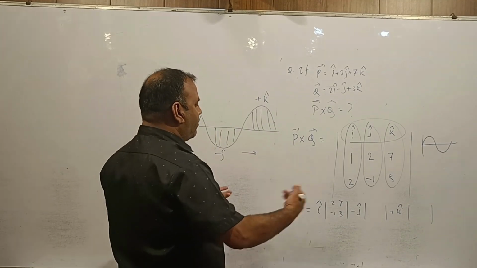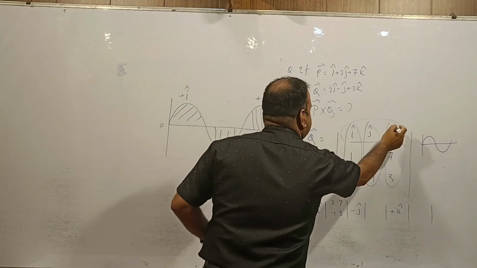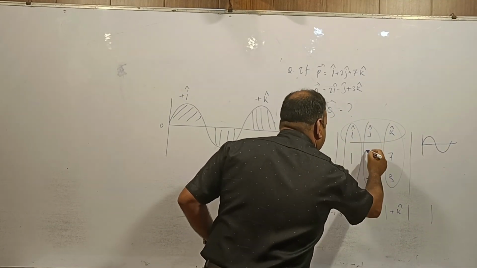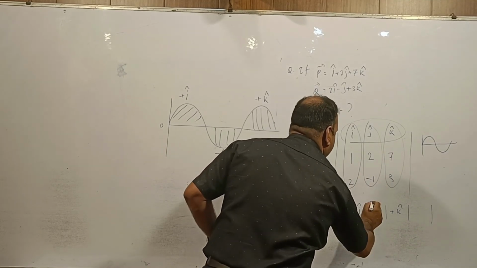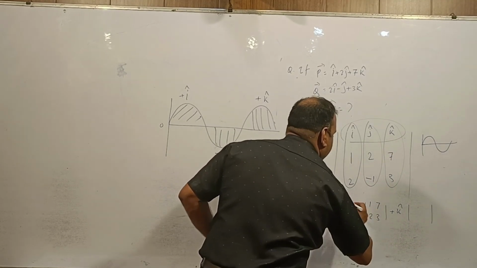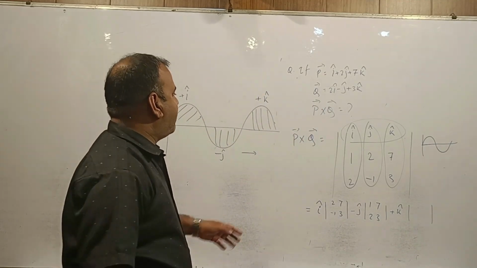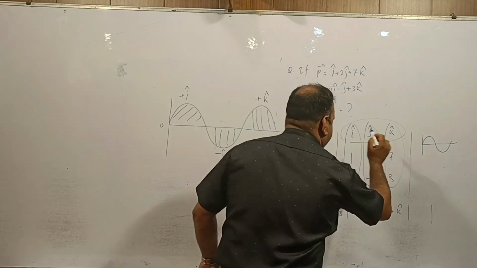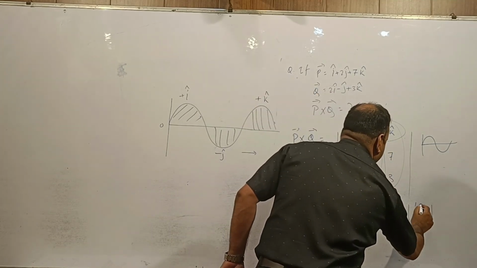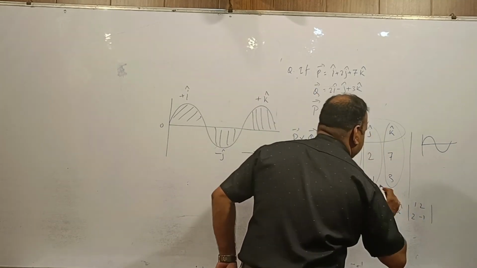Again, when I am taking j, j is related with this line, j is related with this line. So the remaining part is 1, 7, 2, 3. Again, when I am taking k, k is related with this line, k is related with this line. So the remaining part will be 1, 2, 2, minus 1.